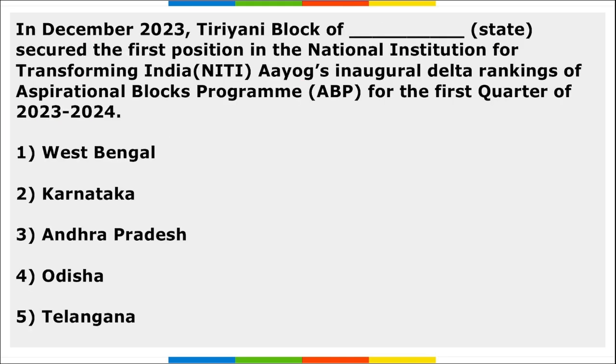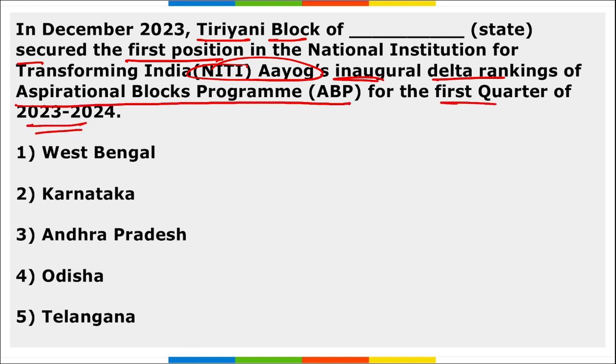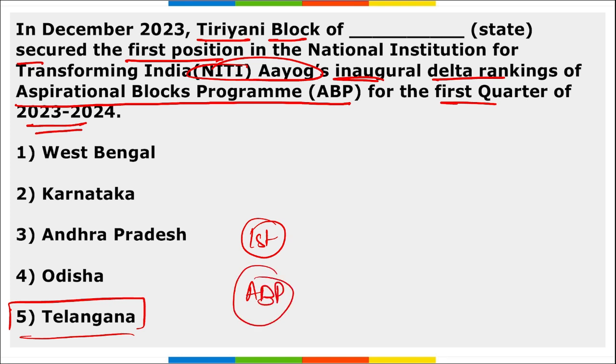Next, Tiryani block of dash state secured the first position in Niti Aayog's inaugural Delta ranking of the Aspirational Blocks Programme for the first quarter of 23-24. So this Tiryani block is of Telangana, and it has secured the first position in the Aspirational Blocks Programme of Niti Aayog. Right, this programme was launched in January 2023, and the focus is improving the quality of life of the underdeveloped blocks.